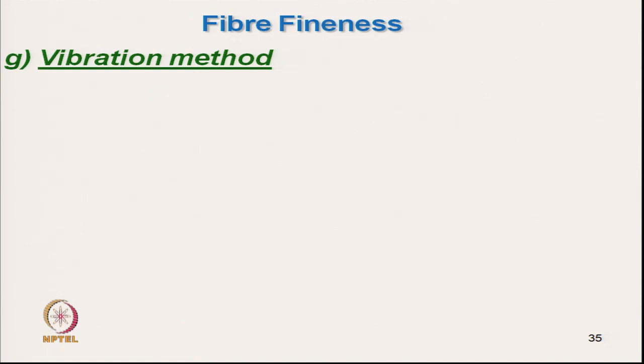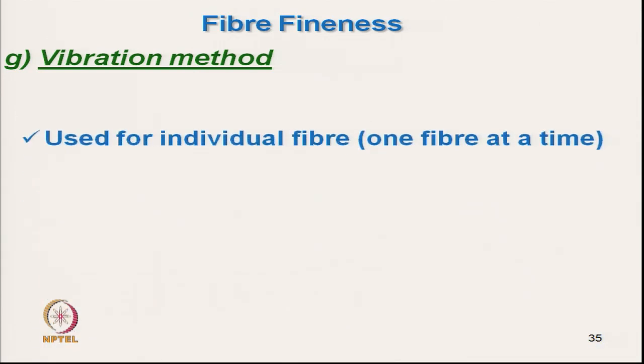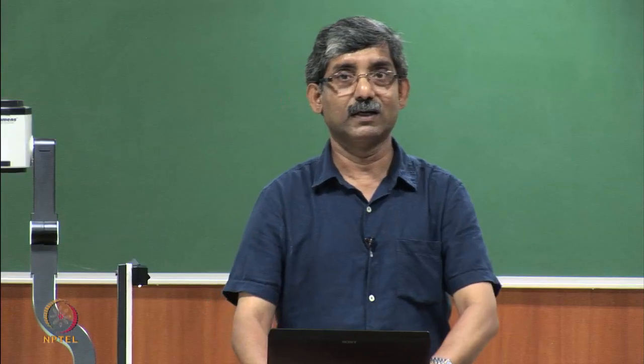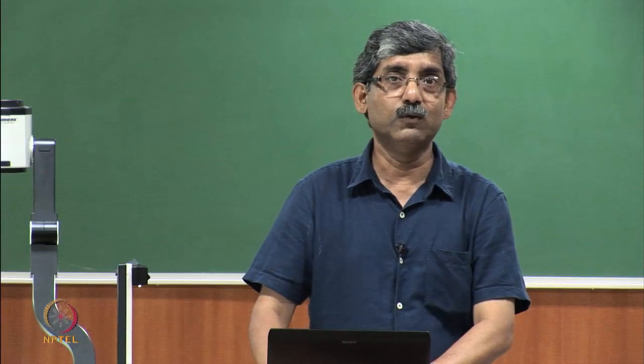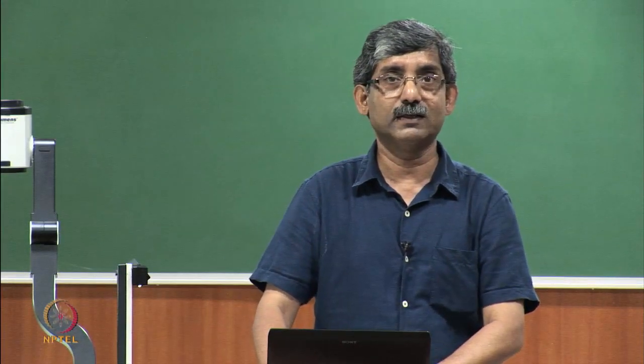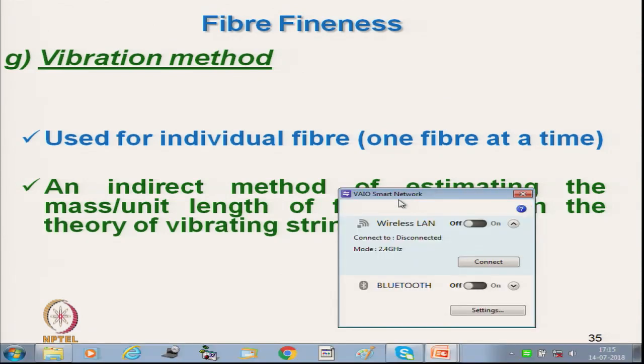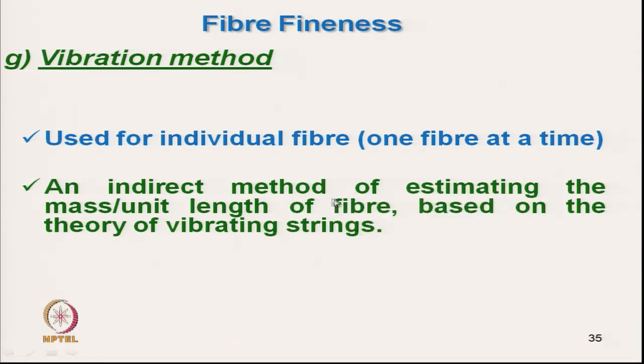The next method is the vibration method. Here we use the basic principle of vibration of a rod, and this method is used for an individual fiber, one fiber at a time. In earlier methods we have seen a mass of fibers. This is the only method where we use a single fiber for measuring the mass per unit length. Here we directly get the mass per unit length, an indirect method of estimating it using the basic theory of string vibration.